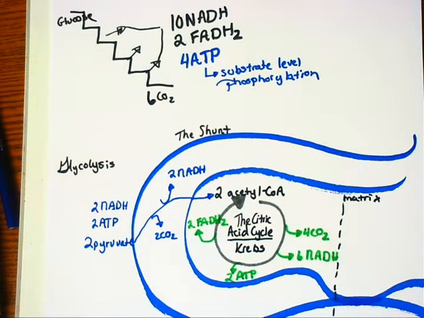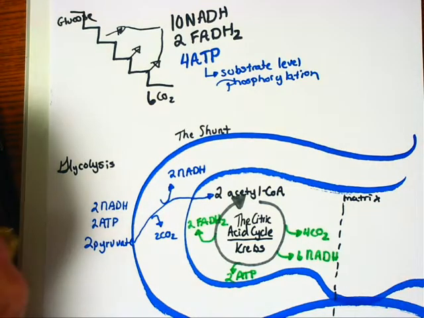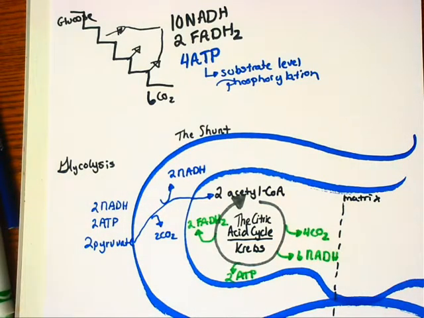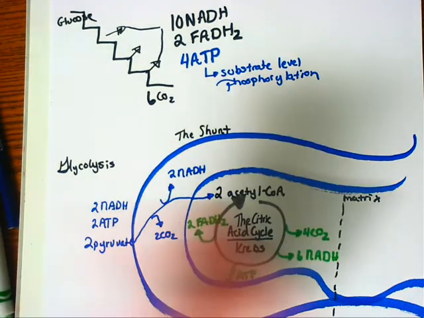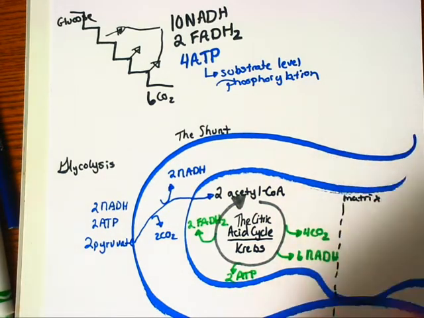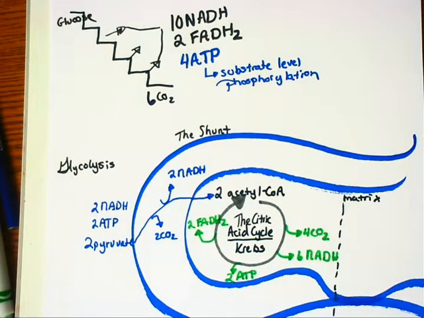So that's just the overview of glycolysis to the Krebs cycle? Yes, that's correct. So at this point, we're done breaking down our major stuff. Now, do I have a ton of ATP?